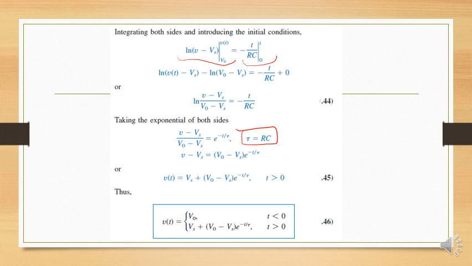So what is the final equation for t greater than 0? We get v of t is equal to Vs plus (v of 0 minus Vs) into e raised to the power minus t over tau. So at time t less than 0, we had the voltage of v naught, and at time t greater than 0, we are going to have the voltage Vs plus (v naught minus Vs) into e raised to the power minus t over tau. You have to memorize this formula to solve the numerical type questions.